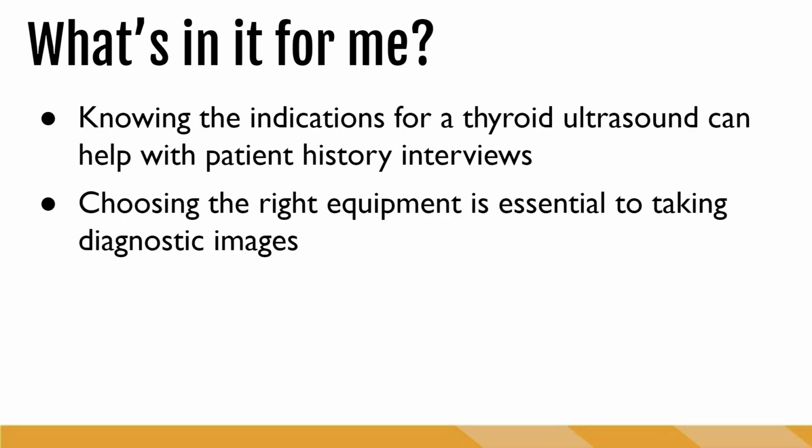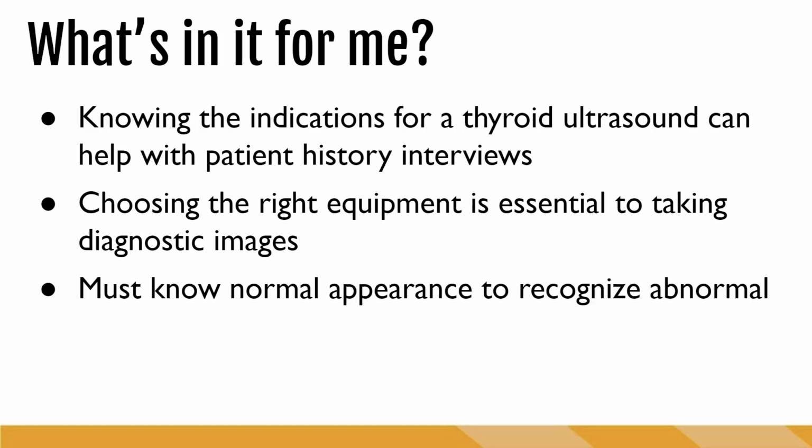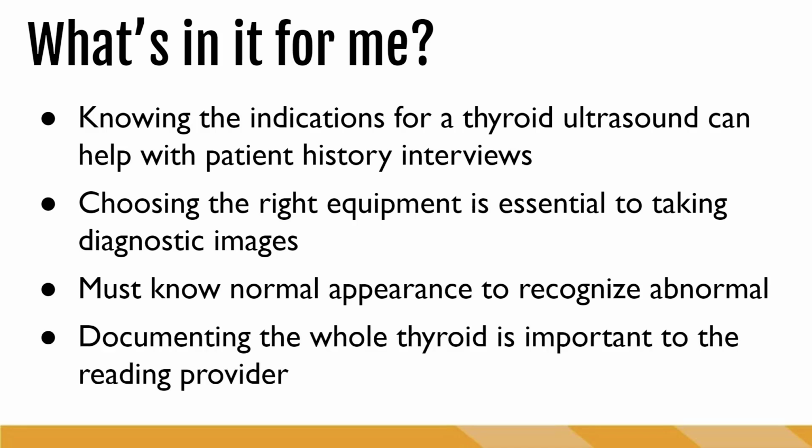It's also important that we know what equipment we need, so we are creating and taking diagnostic images. And a big one is that we know the normal appearance of the thyroid tissue. To recognize abnormal, you have to have a really strong mastery of what normal is. So we'll take a look at that, and we'll talk a little bit too about documenting the whole thyroid. It's really important to whoever's reading your ultrasound that they're confident you looked from top to bottom, right to left, the whole organ, and represented it in your imaging.